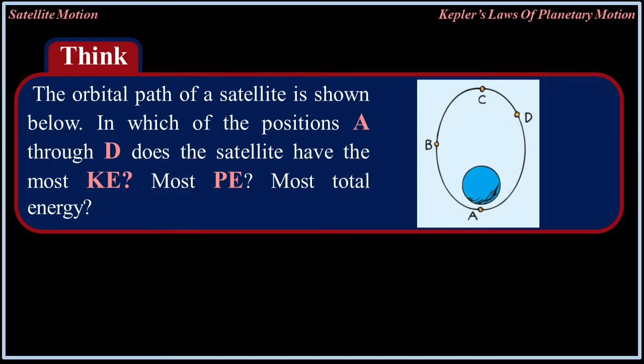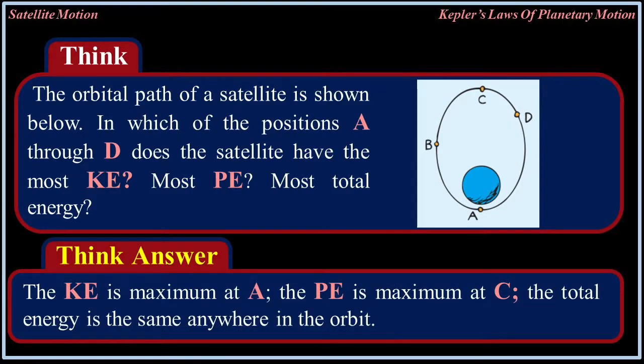In which positions, A through D, does the satellite have the most kinetic energy, most potential energy, most total energy? The KE is maximum at A, the PE is maximum at C. The total energy is the same anywhere in the orbit.